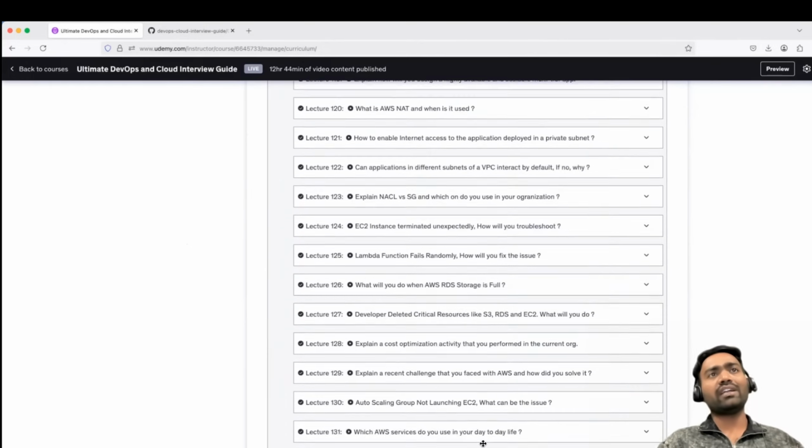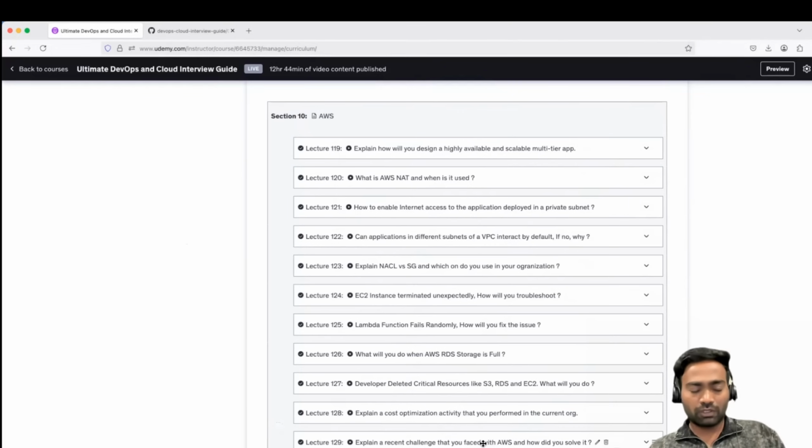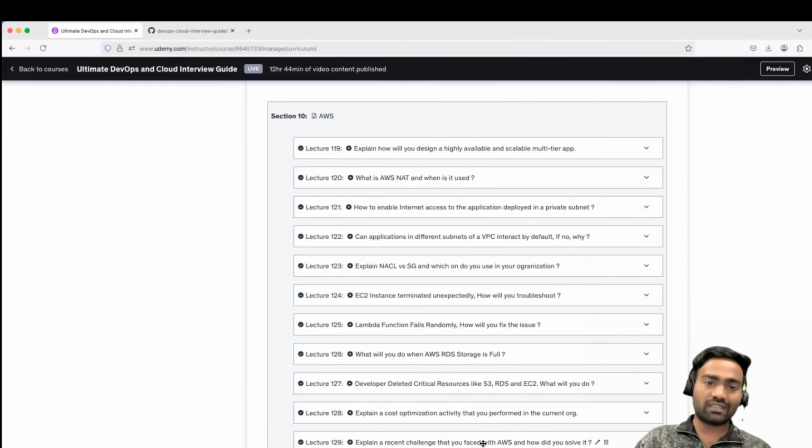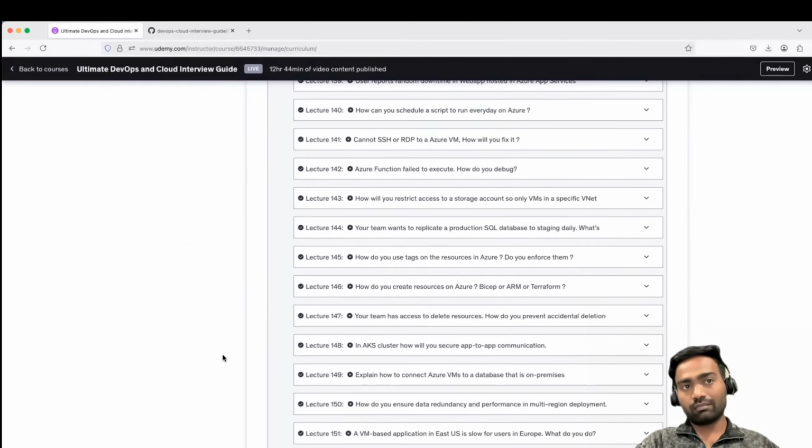We took care when it comes to AWS or Azure because there are multiple services. So what we did, we put some questions related to AWS networking, AWS storage, AWS serverless, AWS Kubernetes service, AWS RDS, and same with Azure as well.